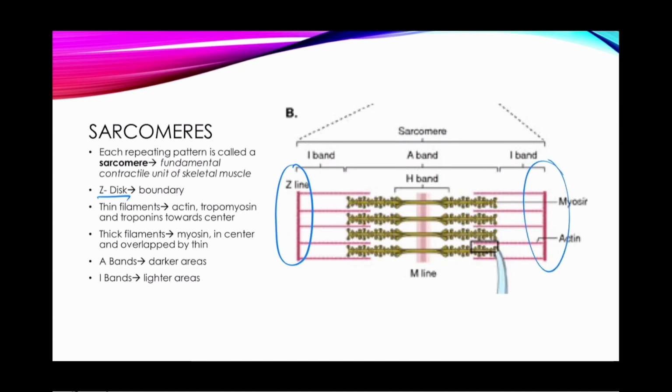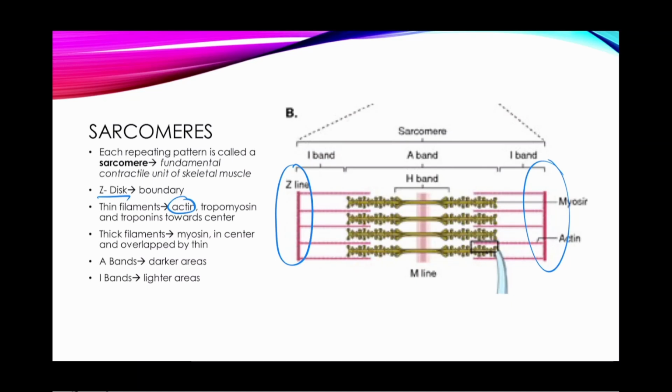We have two types of filaments. We have thin and we have thick filaments. The thin filament is called actin. And on this actin, it's got other proteins called tropomyosin and troponins. And we'll talk about that a lot more when we get to the cardiac muscle.